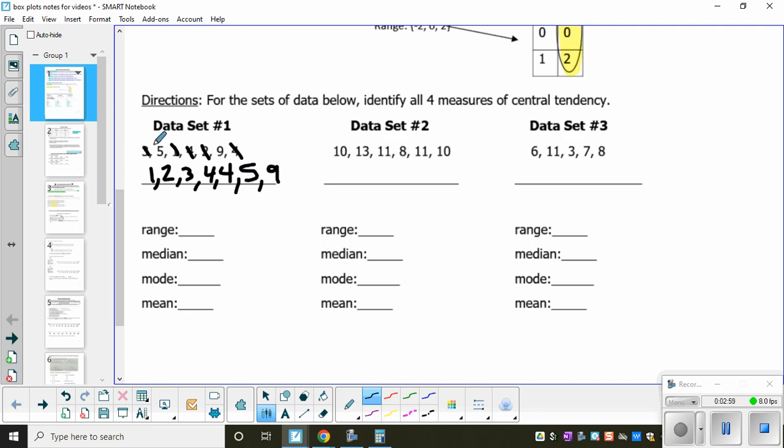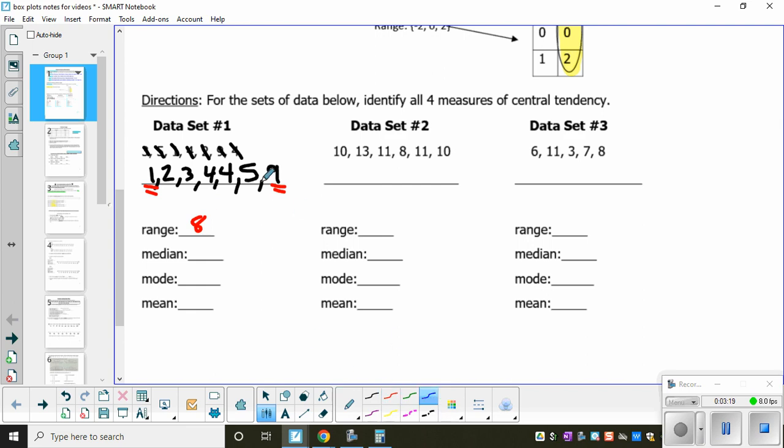Now another thing I want to mention is that you can just count. We have 1, 2, 3, 4, 5, 6, 7. So 1, 2, 3, 4, 5, 6, 7. We know we didn't miss any numbers. Now to find the range, again, just take the biggest minus the smallest. So we have a 9 minus this 1, and 9 minus 1 means our range is 8.